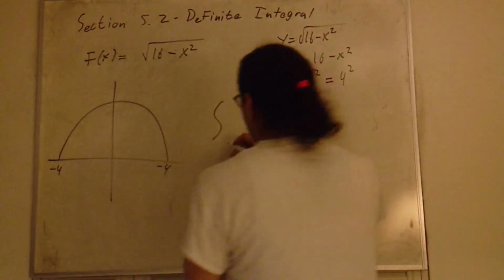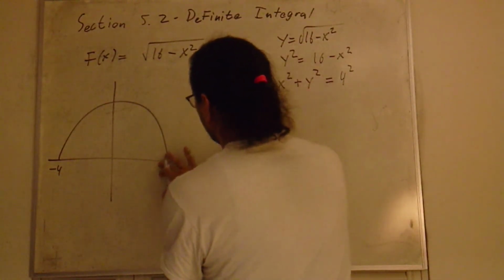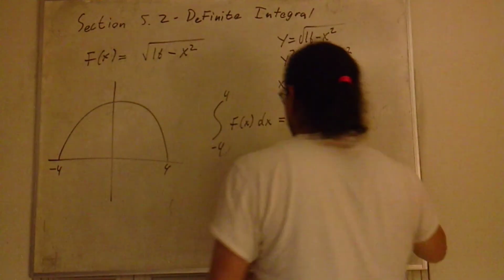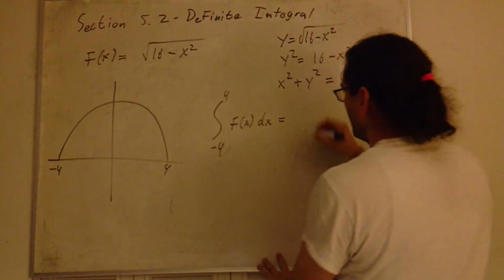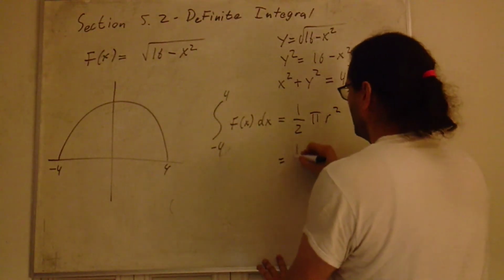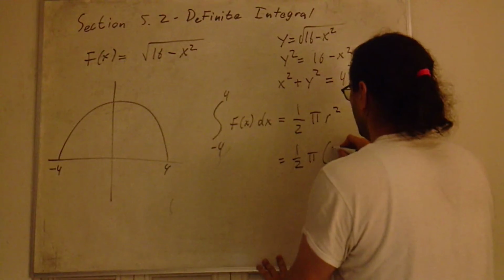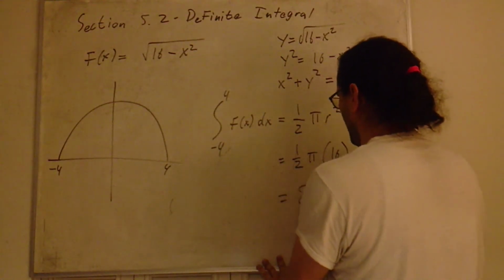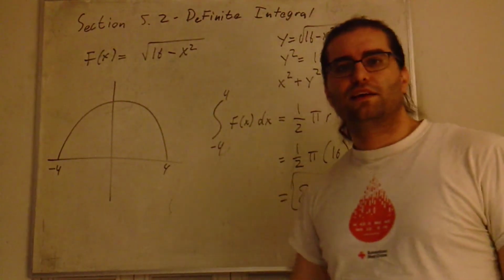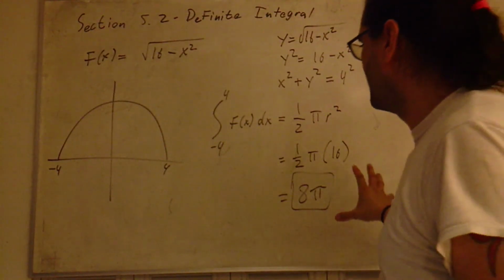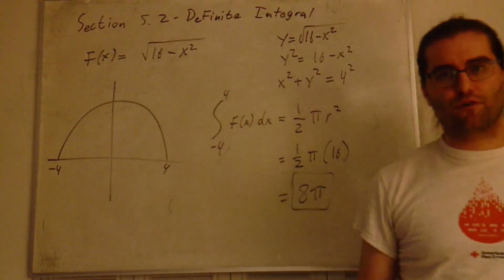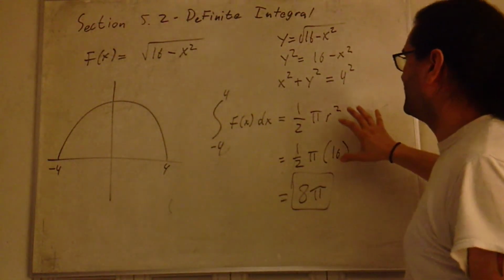So, the definite integral from -4 to 4 of f of x dx is 1/2 the area of a circle. So 1/2 pi r squared, which would give me 1/2 pi times 16, so 8 pi. This is still pretty much what we're doing in this section. We're taking functions that create shapes that we know the area formula to, and we are getting areas out of those things.